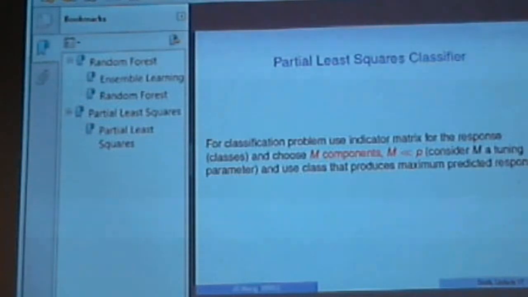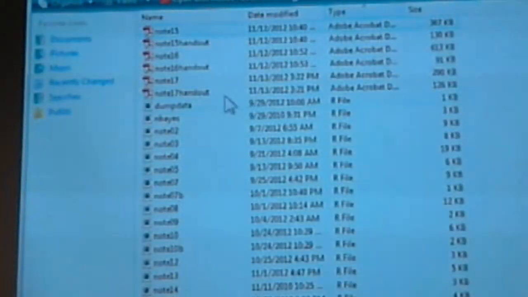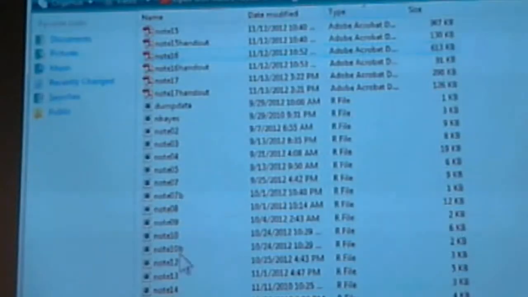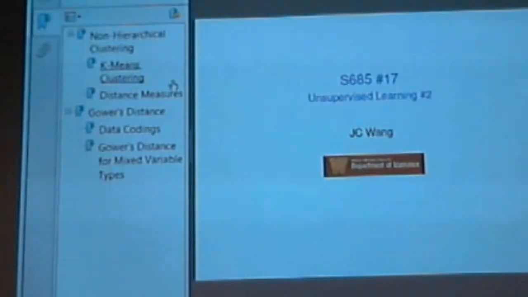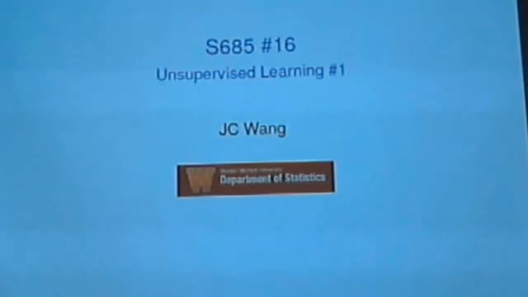Okay, I'd like to move into unsupervised learning today. That will be our next topic. I already put out class notes 16 and 17. I need to reorganize this. Let's first look at so-called unsupervised learning and what kind of tasks are involved in unsupervised learning.